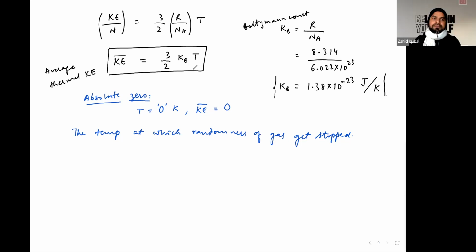In this part, we have calculated average thermal kinetic energy due to monoatomic gaseous particles. But suppose you have to calculate for different gases, so let me define how to calculate. For that, first, what is the law of equipartition of energy?